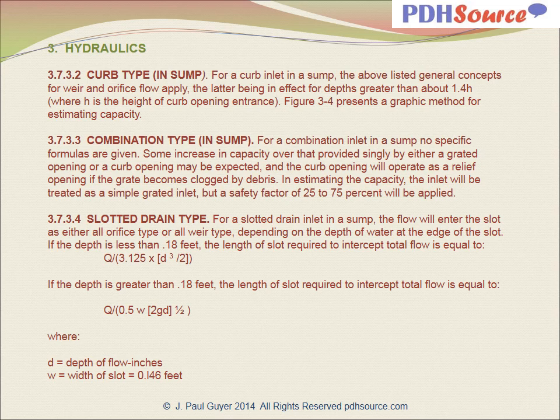For slotted type drain inlets in a sump, the flow will enter the slot as either all orifice type or all weir type, depending upon the depth of water at the edge of the slot. If the depth is less than 0.18 feet, the length of slot required to intercept the total flow is L = Q / (3.125 D^(3/2)). If the depth is greater than 0.18 feet, the length of slot required is L = Q / (0.5 W (2gD)^(1/2)), where D is the depth of flow in inches and W is the width of the slot.